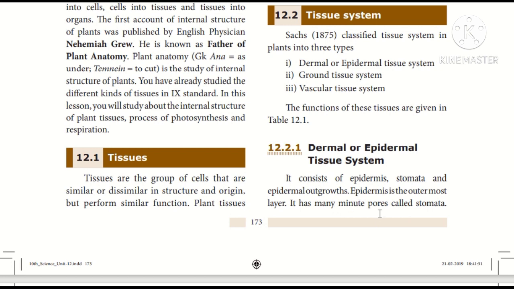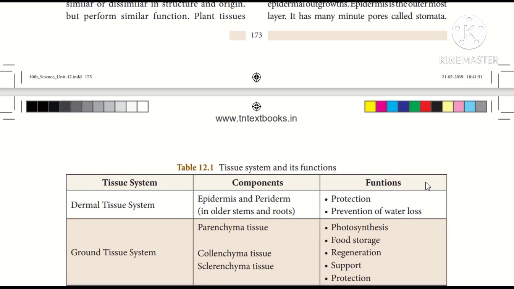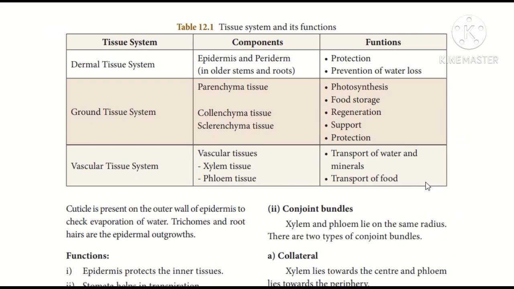The minute pores are called stomata. And what is a stomata? The minute pores present on the leaf are usually called stomata. And the main important function of stomata is that it regulates gas exchange between the plant and the environment, and also controls water loss by changing the size of the stomatal pore present in the stomata.